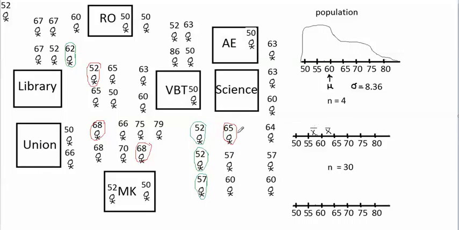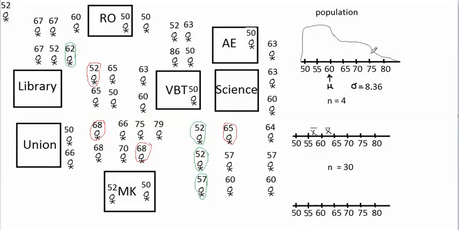If I kept repeating this study over and over again, sometimes my sample would include shorter students, and the sample mean would be lower. Sometimes my sample would include taller students, and the sample mean would be higher. But overall, most of the sample means that I would be recording would fall pretty close to 60, which is the mean height of the university.